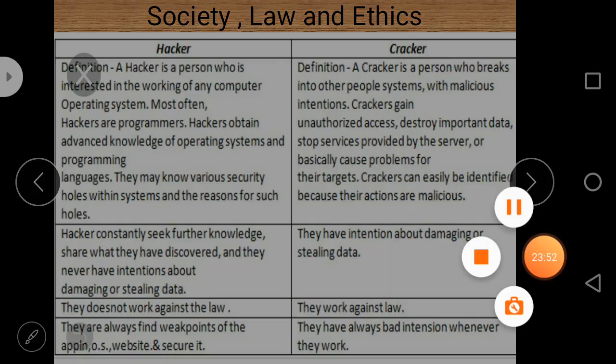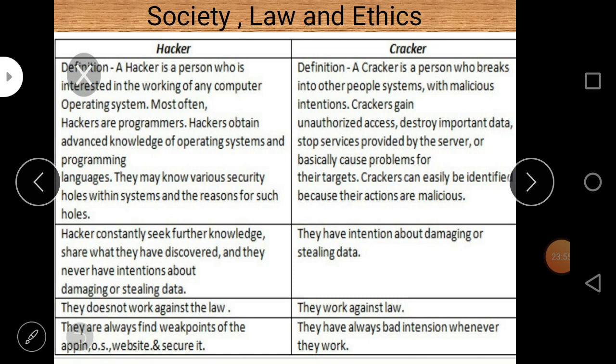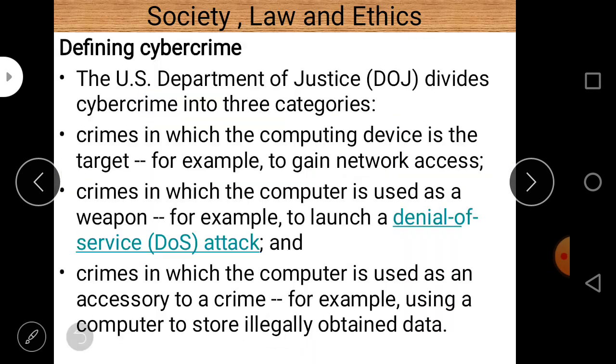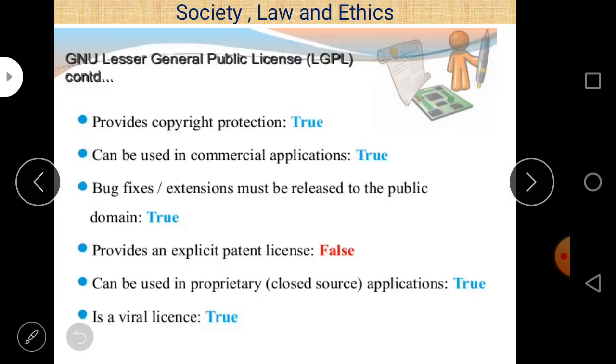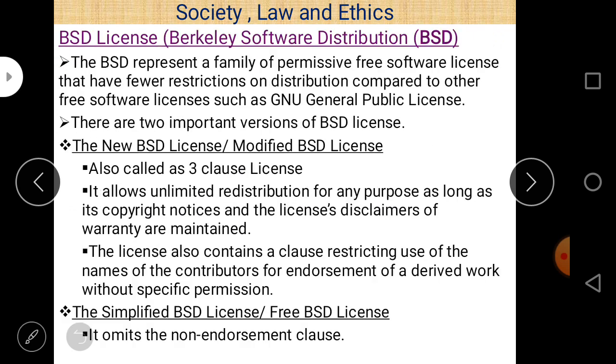And this is the last topic regarding societal and ethics. So let us take a quick revision of what we have learned in this lecture. Basically, license. There are three types of license. BSD license, also known as Berkeley Software Distribution license. BSD represents a family of permissive free software licenses. Note down that: permissive free software licenses, and they have few restrictions in comparison to the General Public License. That is the first important point.